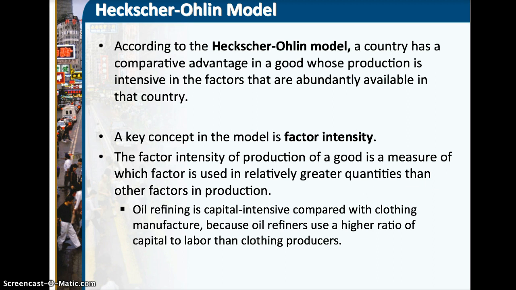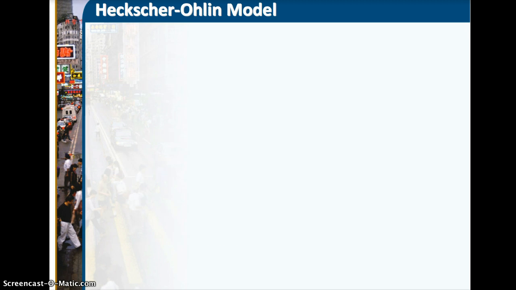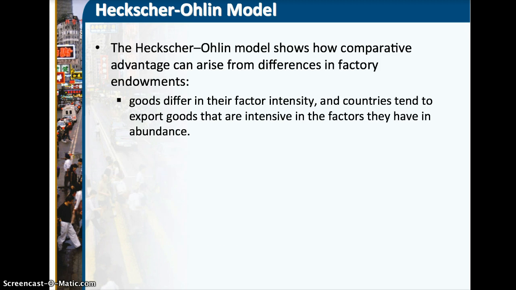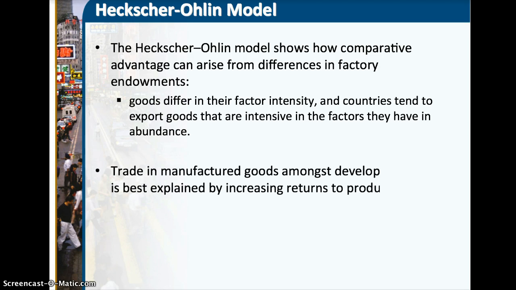For example, oil refining is capital intensive compared to clothing manufacturing because oil refiners use a higher ratio of capital to labor than clothing producers. The Heckscher-Ohlin model shows how comparative advantage can arise from differences in factor endowments. Goods differ in their factor intensity, and countries tend to export goods that are intensive in the factors that they have in abundance. Trade in manufactured goods amongst developed countries is best explained by increasing returns to production.